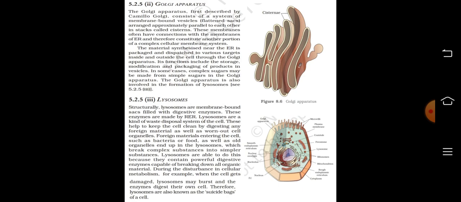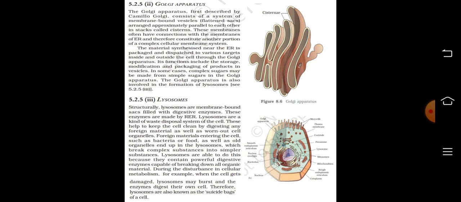Its function includes the storage, modification, and packaging of products in vesicles. In some cases, complex sugars may be made from simple sugars in the Golgi apparatus. The Golgi apparatus is also involved in the formation of lysosomes.